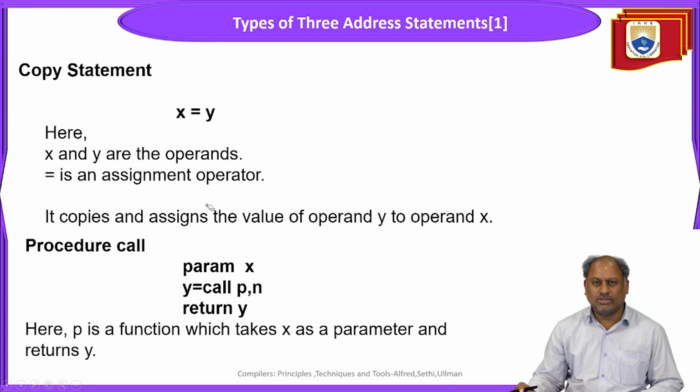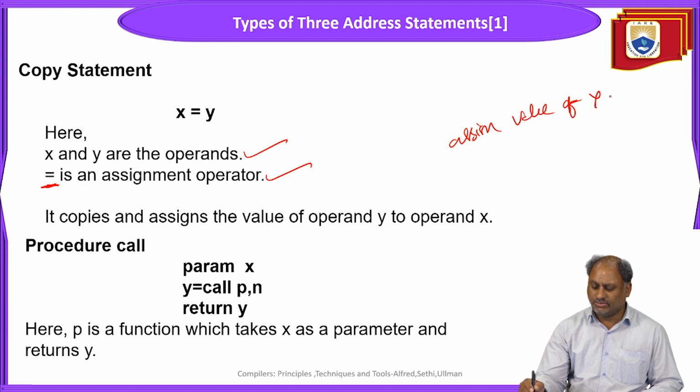Another type of three address statement is the copy statement. That means here we are assigning some value, that means x = 5, the 5 is assigned to x. This is also an assignment operator where x and y are the operands. In the statement x = y, x and y are the operands, and equal to is the assignment operator. That means simply we are assigning the value of y to x.